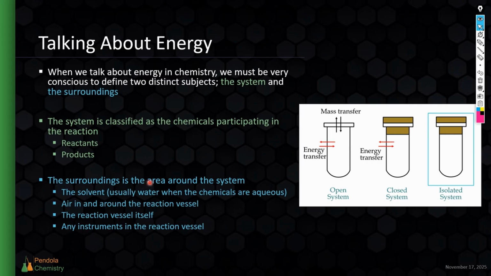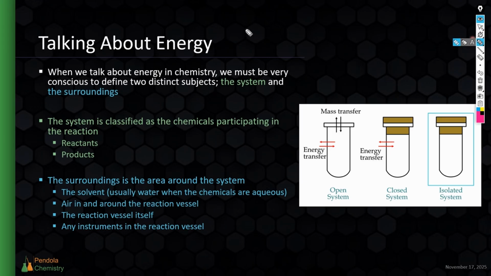The surroundings is the area around the system, and it's not just limited to the area directly around the system. It's definitely things right around the system, like the solvent. The solvent is usually not part of the system, it's part of the surroundings. So if something's an aqueous solution, then the water is part of the surroundings, not the system.